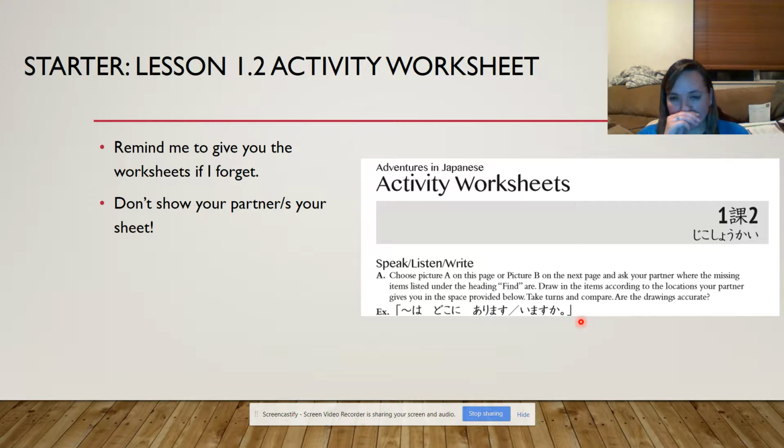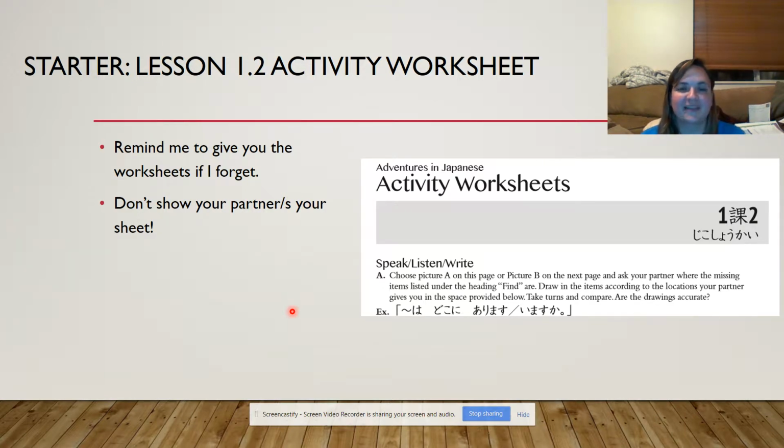So I anticipate this will take you guys about 10分、15分ぐらいですね。So 皆さん頑張ってください。Once you're finished, go ahead and unpause the video, and then we can go ahead and pick up where we left off.